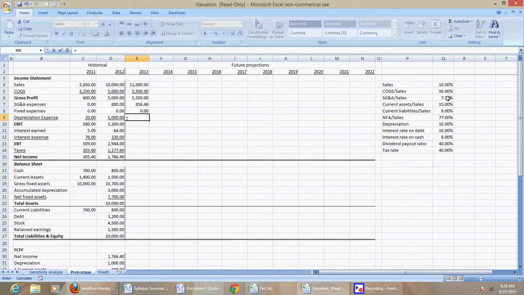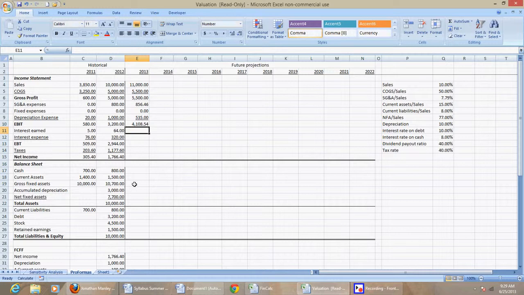Depreciation expense is going to be 10% of gross fixed assets, but it's gross fixed assets throughout the year. Remember, balance sheet is a snapshot at the end of the year, so I need to know the entire year's. So EBIT would be the gross profit minus the different expenses.